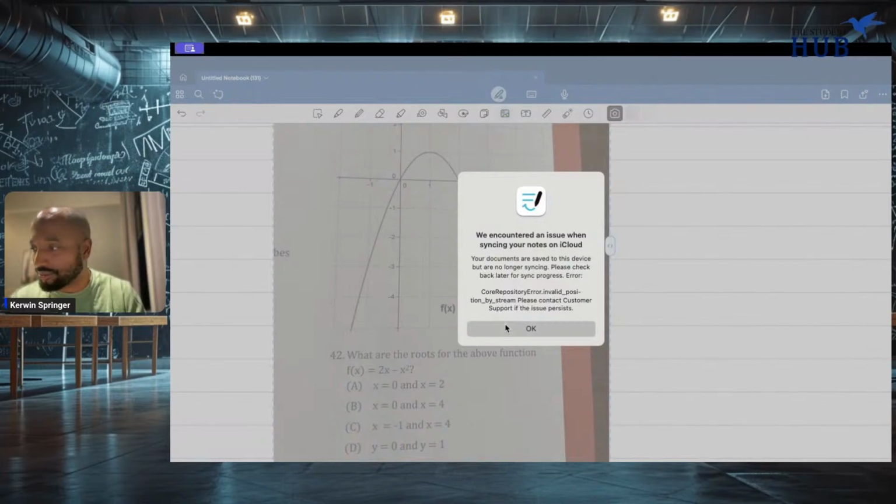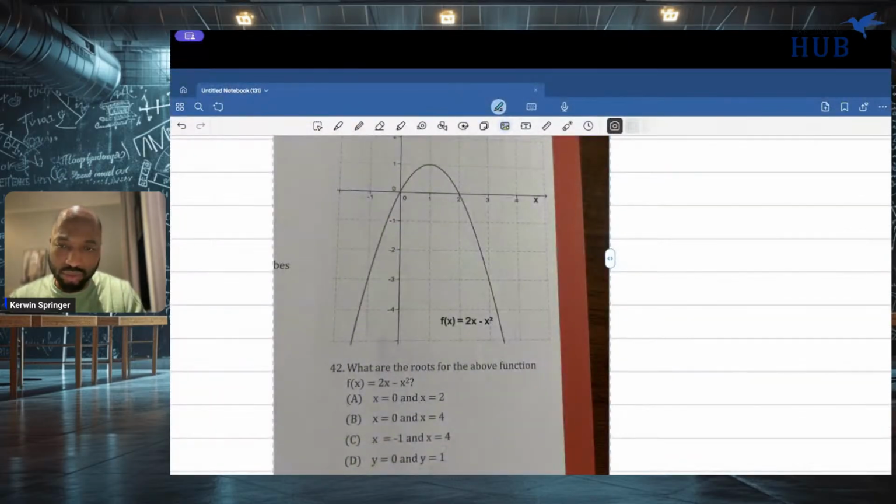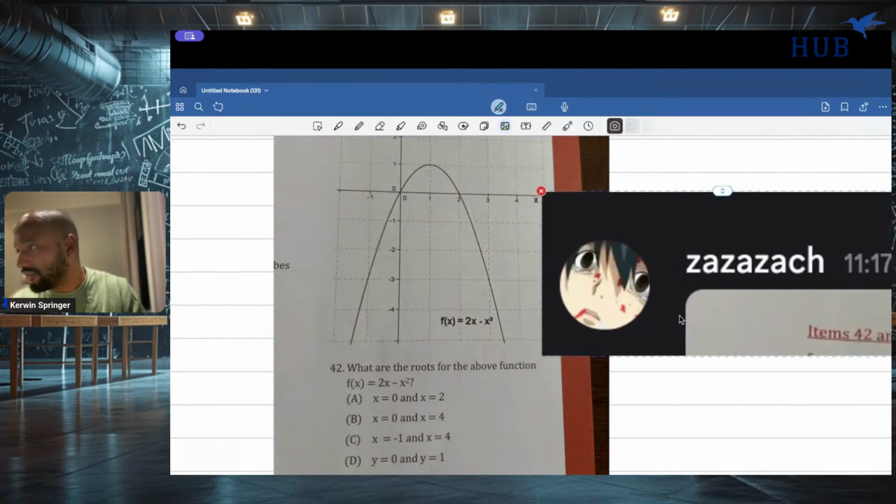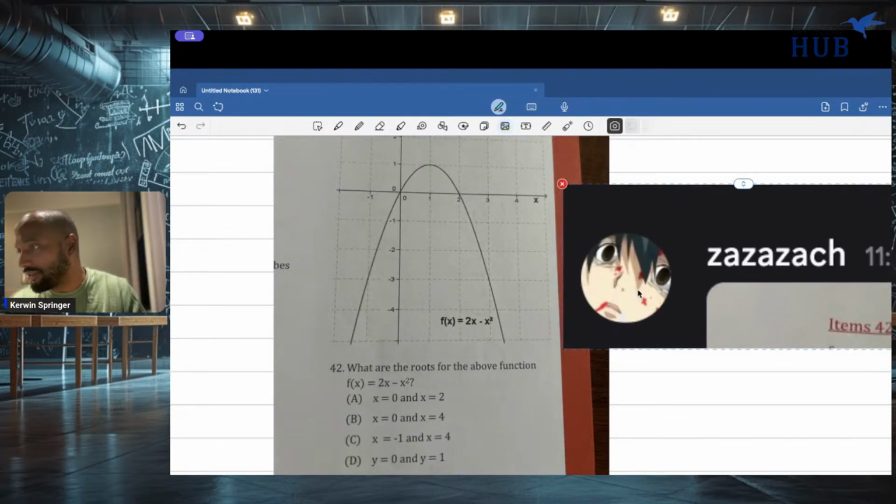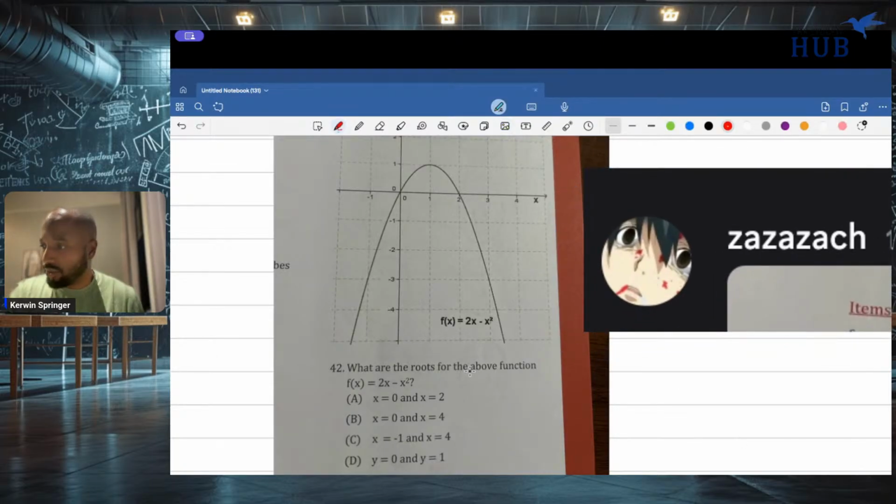What's the answer? I think we did one like this yesterday. This was contributed by this guy. I don't even know who that is. Zach, do you know who that is? What are the roots of the above function? If f of x is 2x minus... All right, so if I factorize x, I'll get x into... I don't even need to do that. Look at the drawing right here: 2 and 0. Come on. x is 0, 2. A is the answer.